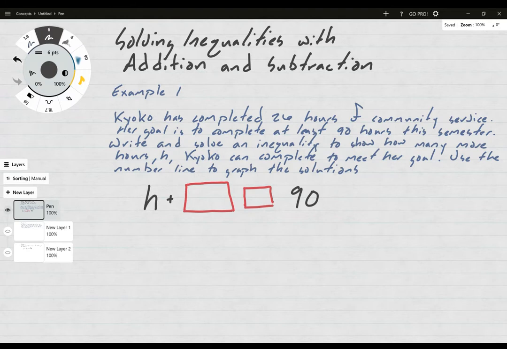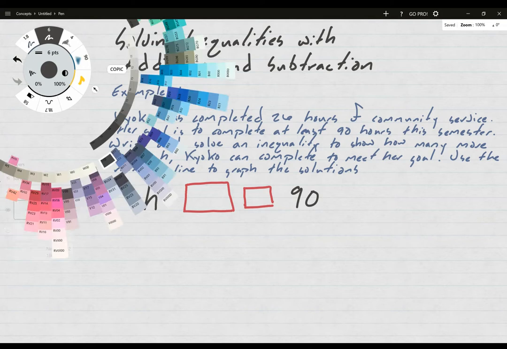First example, it says Keiko has completed 26 hours of community service. Her goal is to complete at least 90 hours this semester. Write and solve an inequality to show how many more hours, using the variable h, Keiko can complete to meet her goal. Use the number line to graph the solution. So typically when we solve an inequality, we're going to have to draw a graph to represent all of those possible solutions. So before we get into it, we have this half-completed inequality, h plus an unknown, with another unknown at 90.